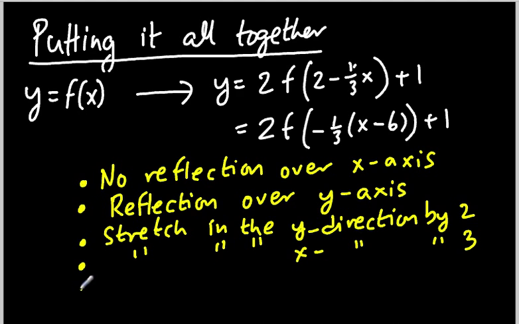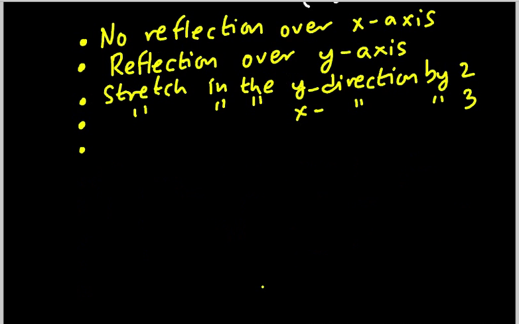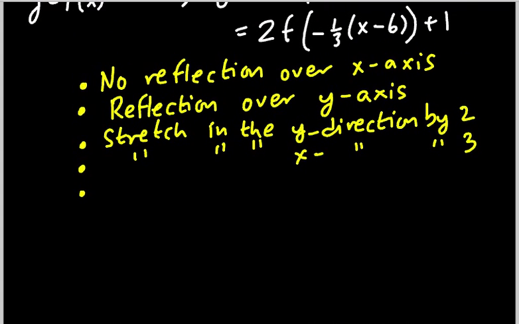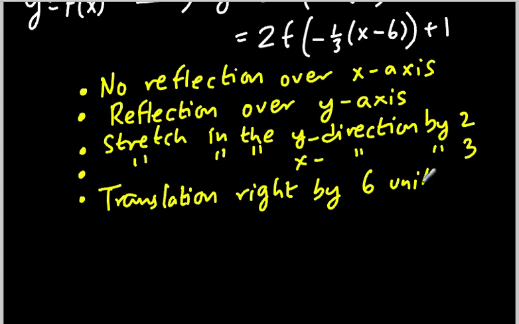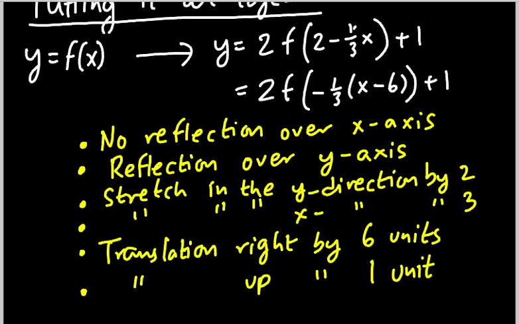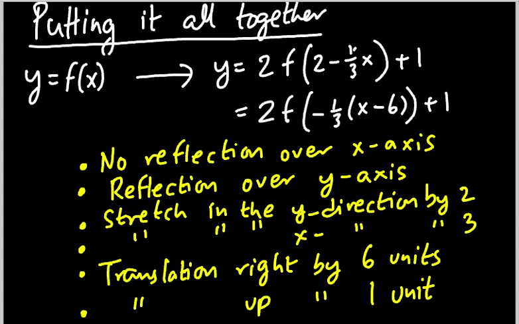Two more things. We can see it's a translation. Let me scroll back up just a little bit. Here we go. So we can see it's a translation to the right by 6 units. We know it's right because when it's negative on the inside, it just means to the right. And finally, it's a translation up by 1 unit.